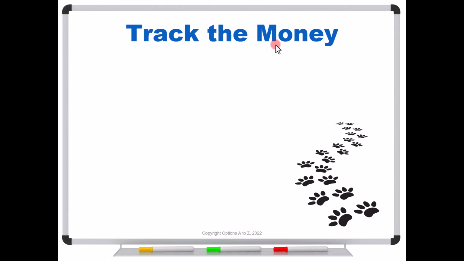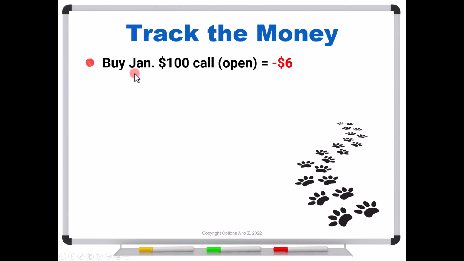So let's look at the simplest of examples. Let's say that you buy the January $100 call to open, you spend $6, and then you just close it. This is the way that most traders place their trades. They buy it, and then they close it, and they move on to a different trade. So if we sell the January $100 call to close, let's say we sell it for $8, that's a $2 gain. It's just the net between what you spent and what you received.